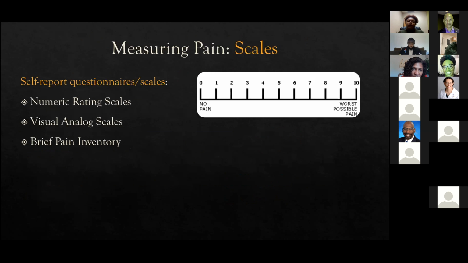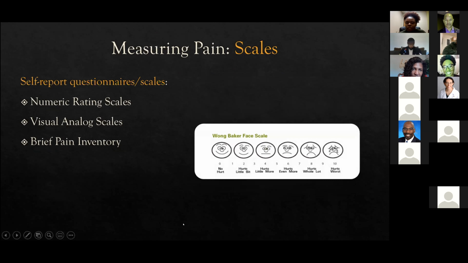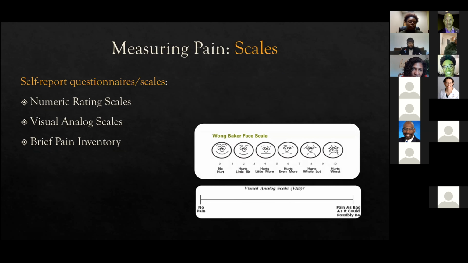One of the ways we can measure pain in people is through scales. We can use numeric rating scales, like here. We can use visual analog scales, so people can basically give us a rating of 0 to 10, how bad does this hurt? And we can also use the brief pain inventory, which is basically a questionnaire that allows the person to show where their pain is, how intense their pain is, and how much it affects them.